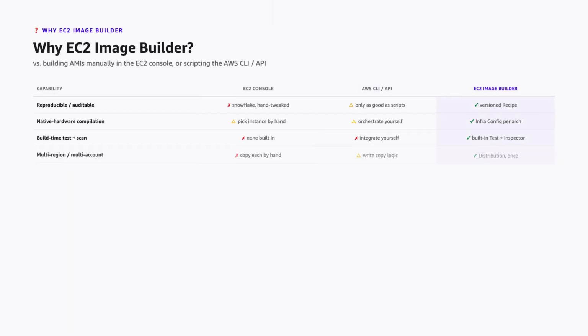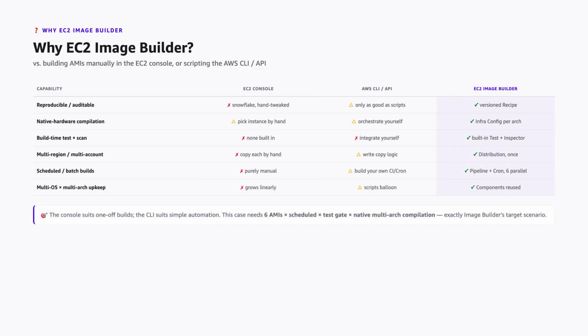Before the architecture, let's answer a fair question. Why use EC2 Image Builder at all? You could build an AMI by hand in the EC2 console, or script it with the AWS CLI. Both work, for simple cases. But the console produces a snowflake image, hand-tweaked, hard to reproduce, and impossible to audit 6 months later. Scripts are better, yet they're only ever as good as the person maintaining them, and they balloon in complexity as combinations multiply.